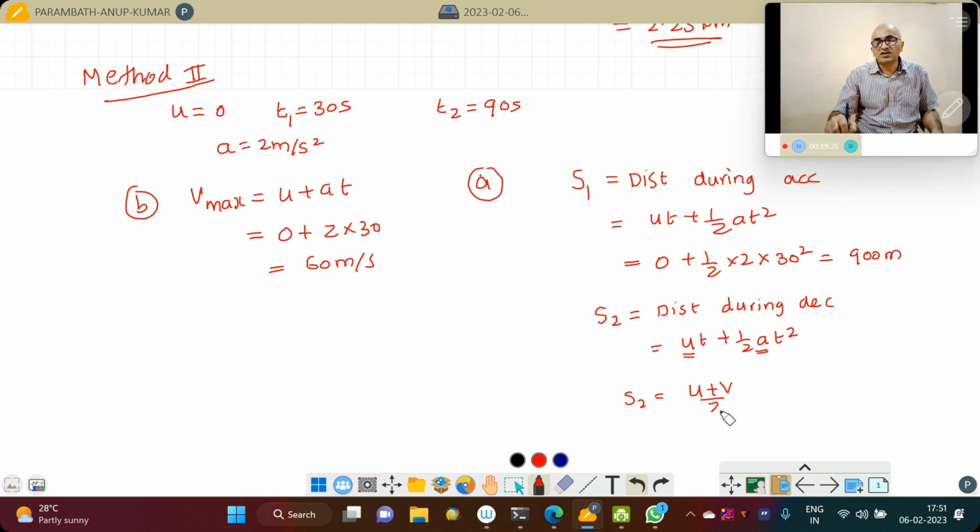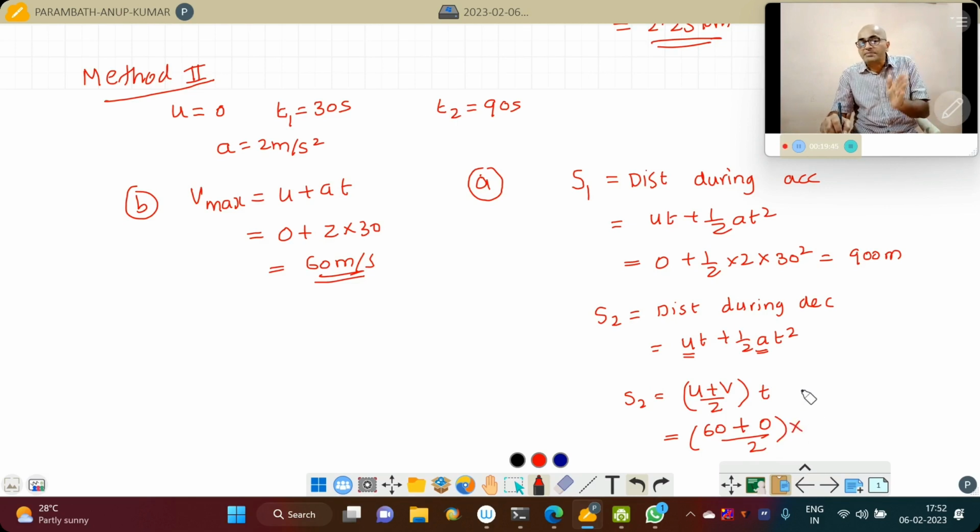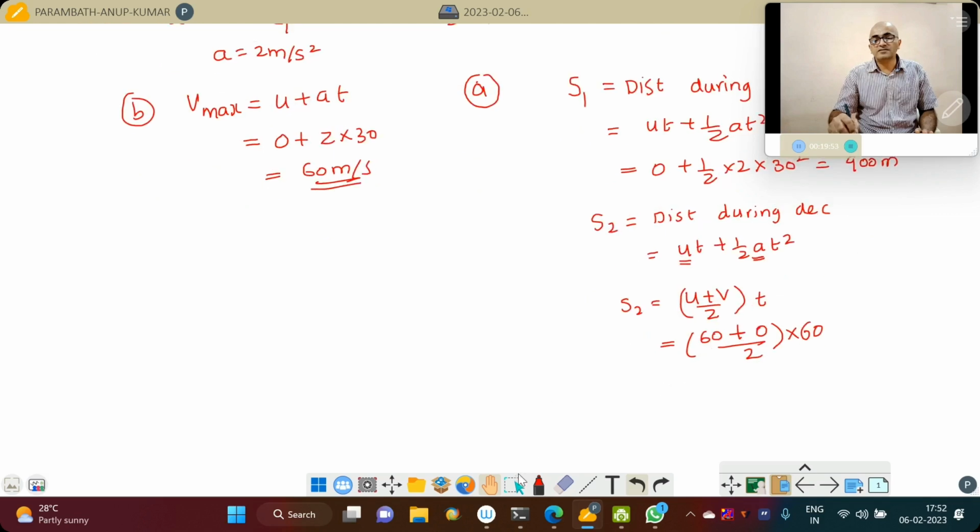S is equal to average velocity into time. The initial velocity is 60 meters per second, the maximum speed here, plus the final velocity at brake stop, 0, divided by 2, and the time taken for the second period, that is it decelerated in 1 minute. Therefore I have 60 into 60, that is 3600 divided by 2, that is 1800 meters.